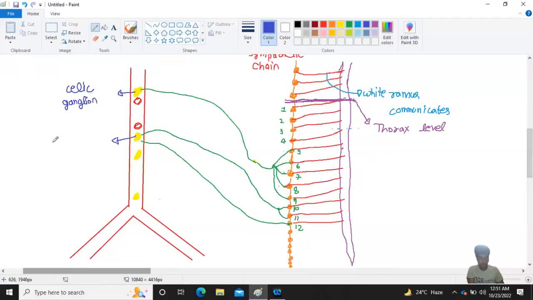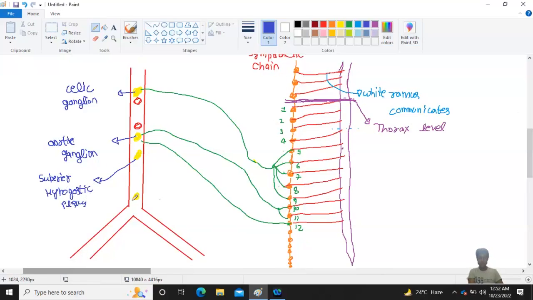This is the aortico-renal aortic ganglion. We call it the aortic ganglion. And another one is this, the superior hypogastric plexus. This is a plexus, not only a ganglion.